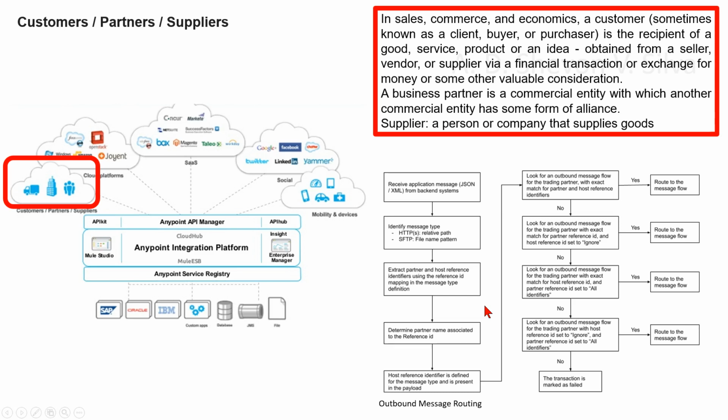One, identify the message type using the following criteria: relative path for HTTPS endpoint, file name for SFTP endpoint, which follow this convention: message type underscore endpoint information dot file type. For example, if your message type ID is AR invoice, then the file name is AR-invoice underscore 2021 02 17 underscore 1055 underscore 000 dot JSON.